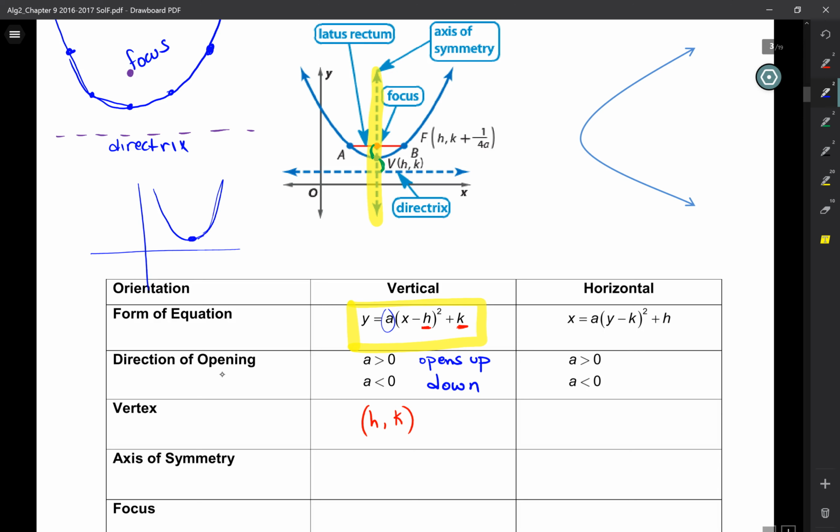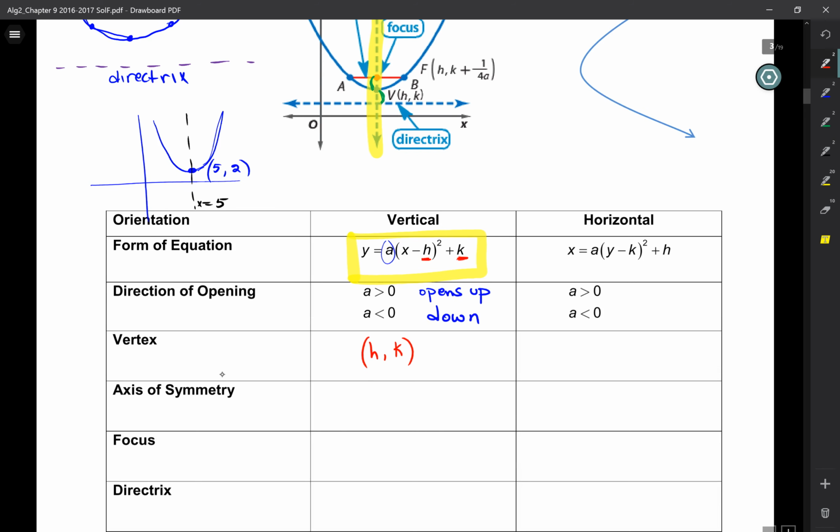Okay? And the vertex is at 5 and 2. Okay? What's the equation for the axis of symmetry? This is the axis of symmetry. X equals 5. Awesome. So, the axis of symmetry is always x equals the first coordinate, which is h. So remember, whenever it's x equals, it's got to be the first number, which is h here.